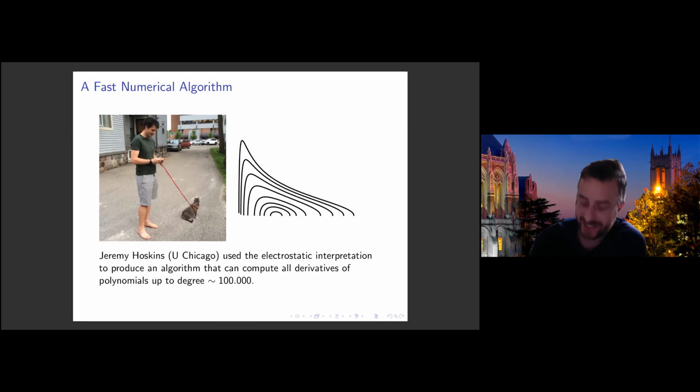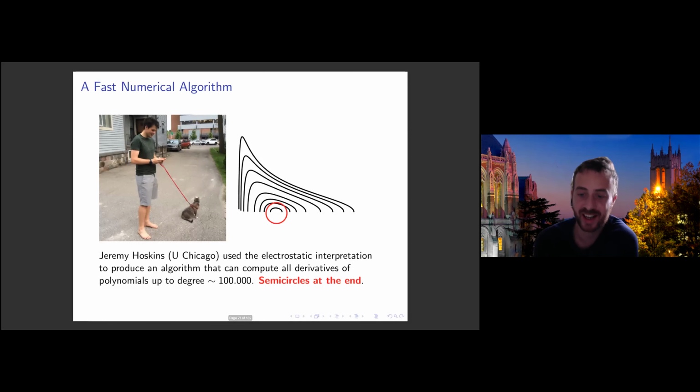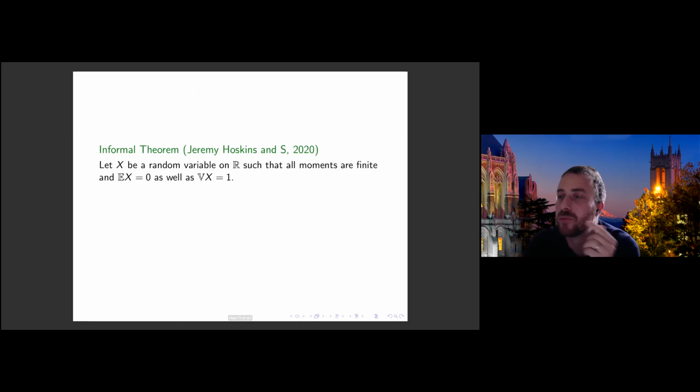And what we saw at the end, we always saw semicircles. So just before the evolution stopped existing, what we saw were semicircles, or scaled semicircles like ellipses, asymptotically. We started looking at this, and we were actually able to prove it in a certain setting. The setting is the following. Suppose you have a random variable that has all moments finite and is normalized to expectation 0 and variance 1.